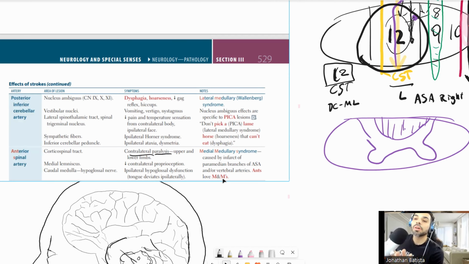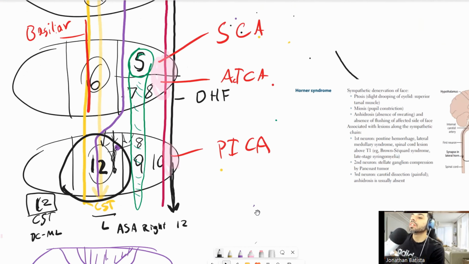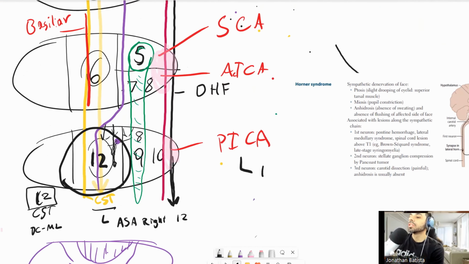And I'll show you some questions as well. Let's make sure that this is fundamental and we actually know it, because from this, we're going to add more information, grow it, and get it bigger. So, okay, PICA. Let's take a look at PICA. It should include the descending hypothalamic fiber, which is Horner.